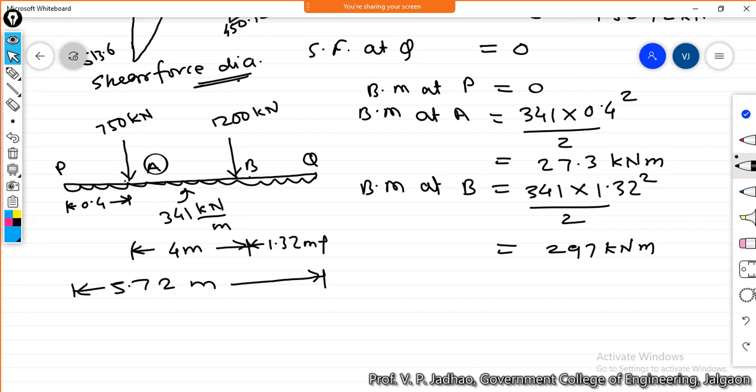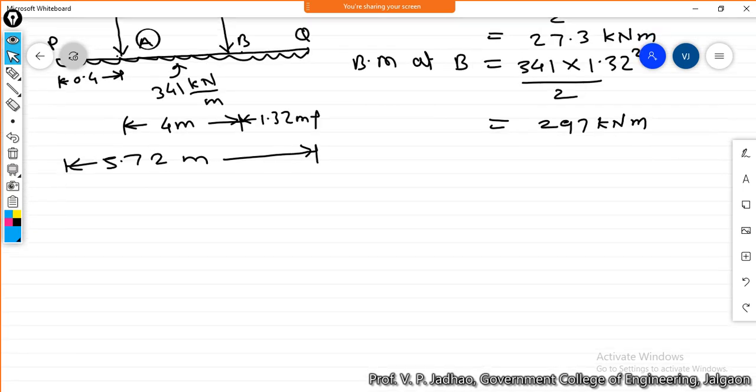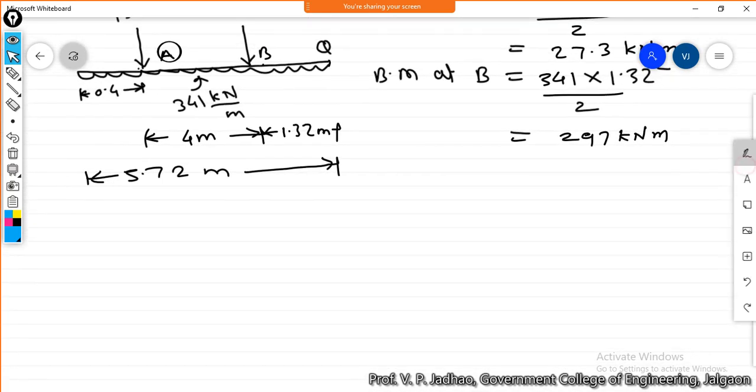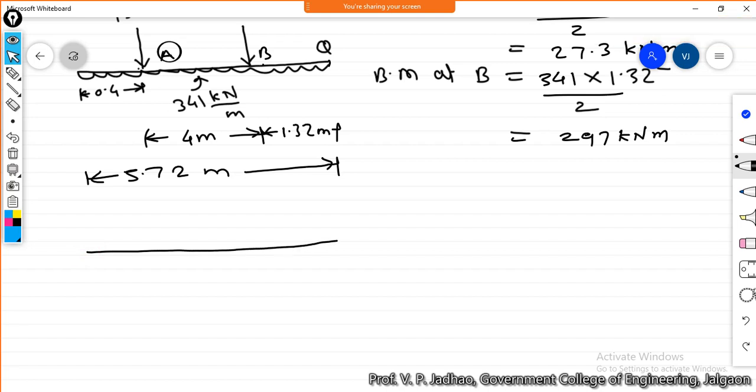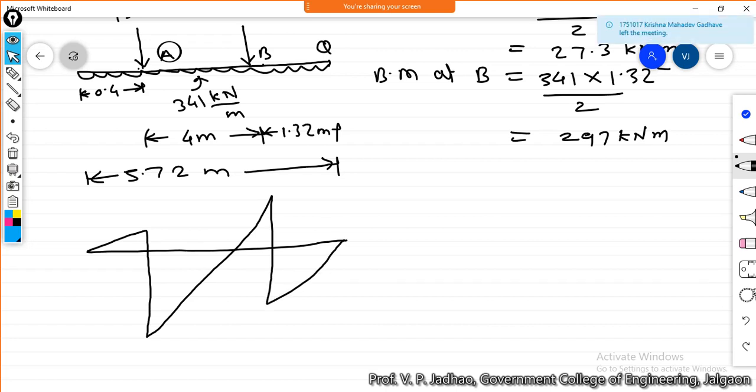Now, one problem is here, that this particular footing is not a symmetrical footing, that is, the columns are not placed in a symmetrical manner. Therefore the point of zero shear will be somewhere between A and B. It will not be at the center of A and B. Okay, if we draw the shear force diagram, the shear force diagram was something like this. So point of zero shear is here.